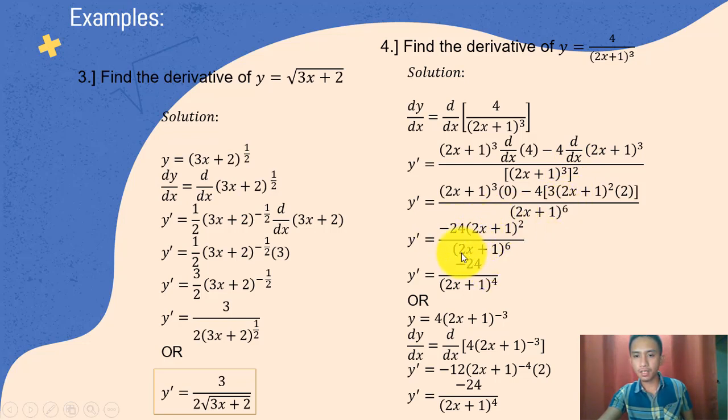But as you can see, there are similarities on top and below. There are two of these 2x plus 1, and there are six here below. So I can cancel this 2, and then I will minus 2 here, so that will be 4. So your answer here is this one. Okay, so that is your derivative.